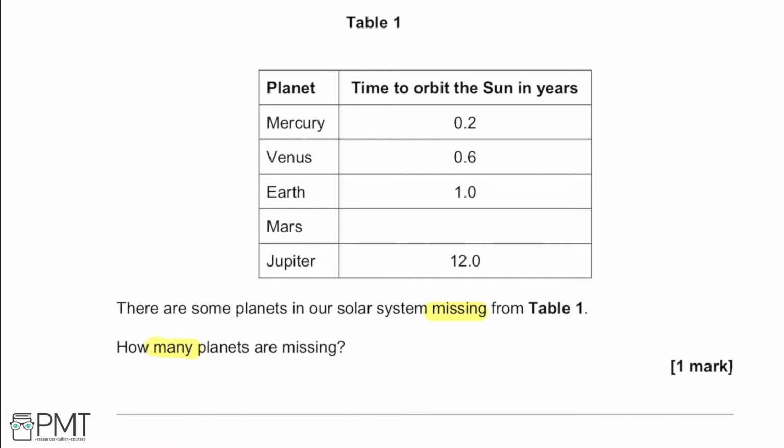So we could do this in a couple of ways. You might know that there are 8 planets in total in our solar system. So that's an important fact that will come up very useful here. So we could see that there are 5 planets in the table: Mercury, Venus, Earth, Mars and Jupiter. And if we take the 8 that we know there are, minus the 5 in the table, we're given 3 planets that must be missing.